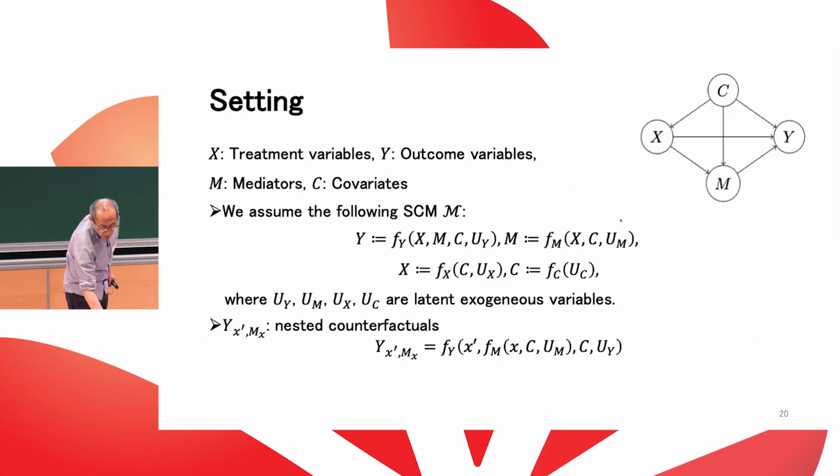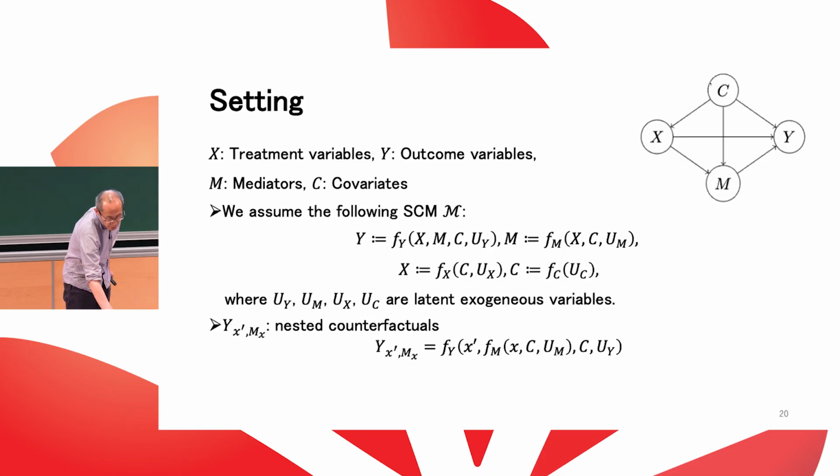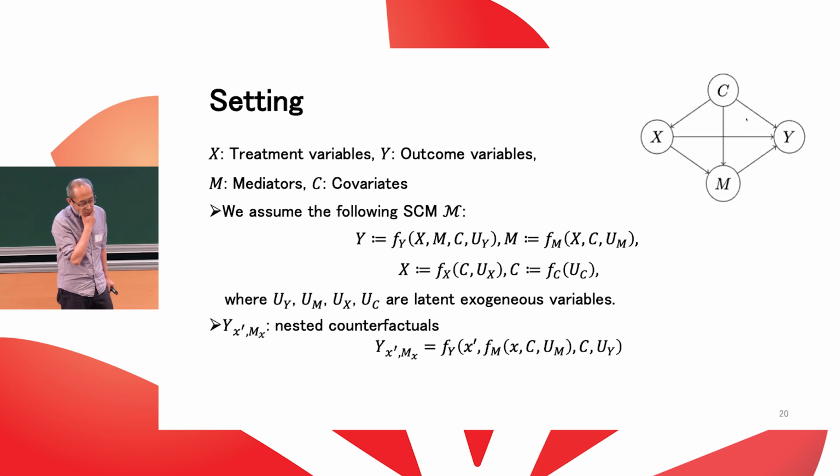Here is the problem setting. So now we have X is the treatment, Y is the outcome. We assume there is a mediator M, so that X can cause Y directly, or X can cause Y indirectly through this mediator M. And here we also assume that there is an observed confounder C between X and Y. So this is our problem setting.